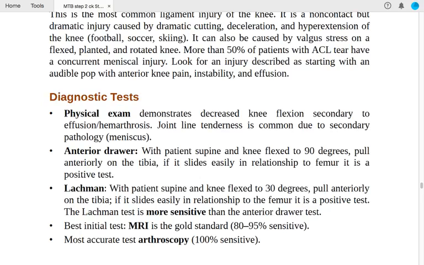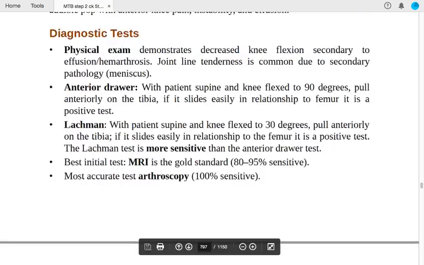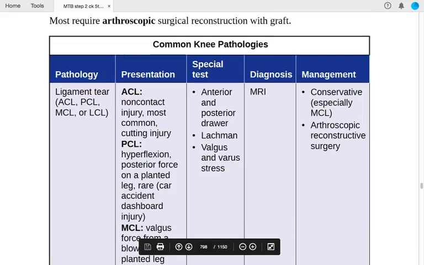Alright, now coming back towards our topic, we are going to discuss common knee pathologies. We are going to discuss their presentation, their special testing, how we're going to diagnose them, and what possible management options we are going to propose for them.